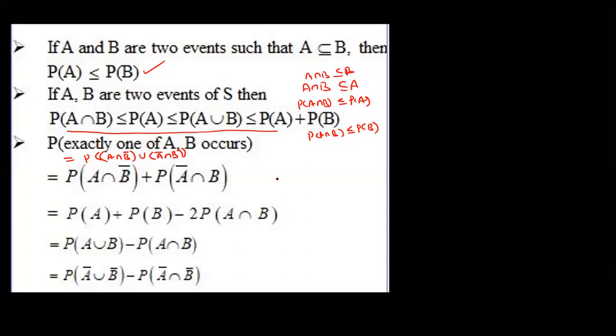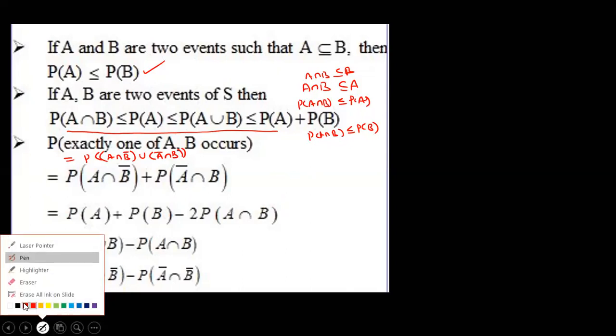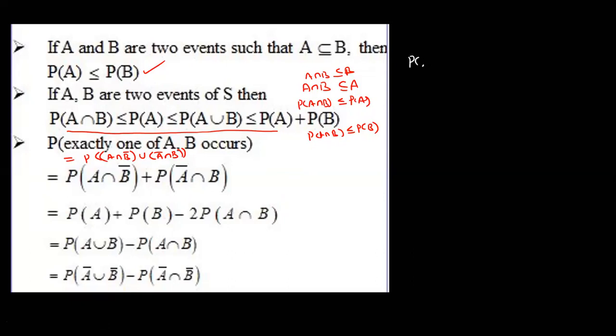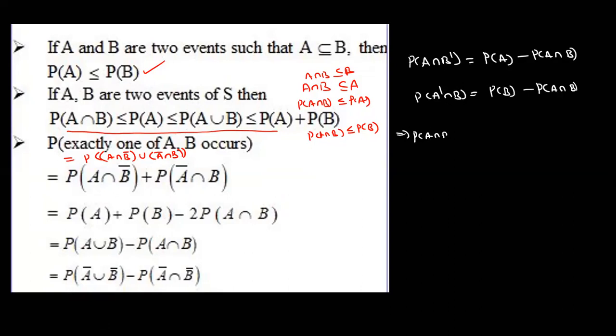Still, if anyone is confused, I'm writing the formula for you. P of A intersection B bar, how to write here, student? That is P of A minus P of A intersection B. P of A dash intersection B, how to write? P of B minus P of A intersection B. Now add them. P of A intersection B dash plus P of A dash intersection B is equal to P of A plus P of B minus 2 times P of A intersection B.